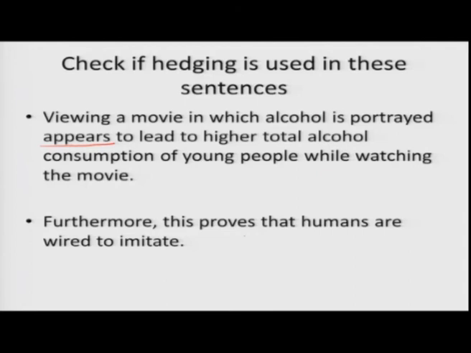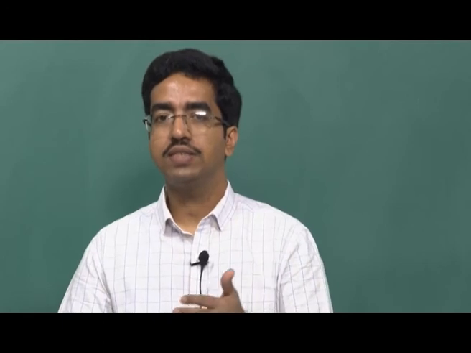Look at the second example. Furthermore, this proves that humans are wired to imitate. So, is there a hedging device here? The author has probably given some example, there is some evidence there, and then on the basis of that the claim is that humans are wired to imitate. The word which you need to focus on is this, proves. So, what does prove mean? Prove is a very high level of certainty. For example, we use it in legal cases. This proves that X is the culprit. So, it is a very high level of certainty.